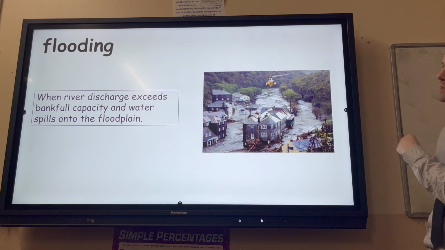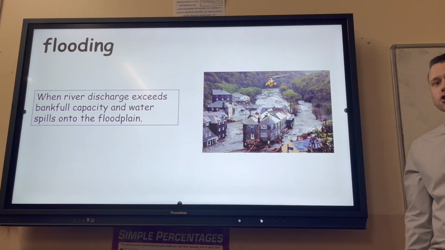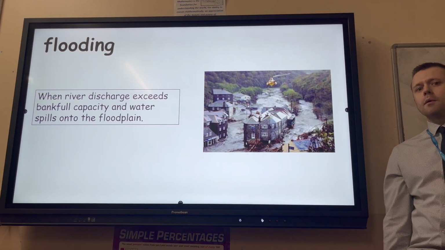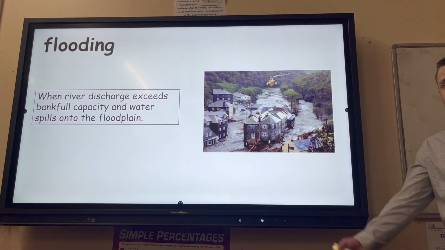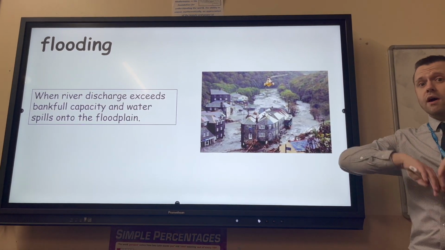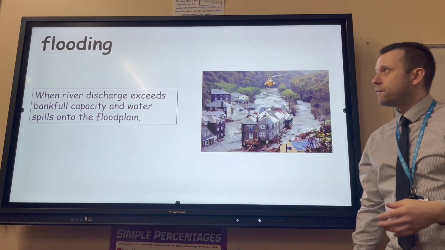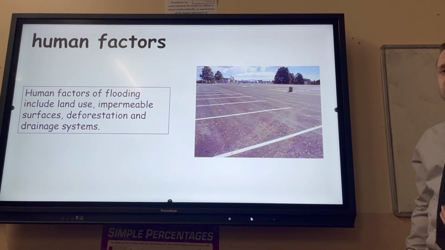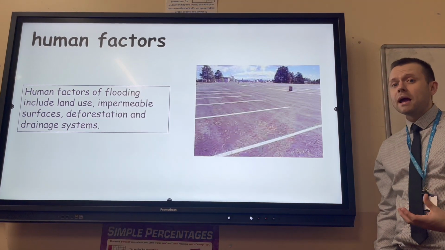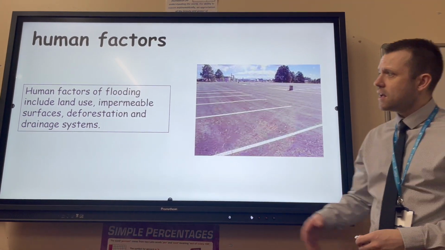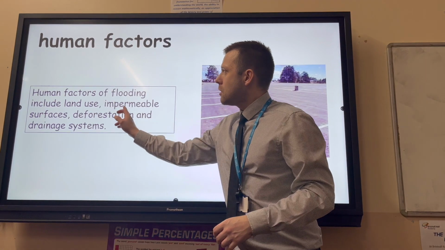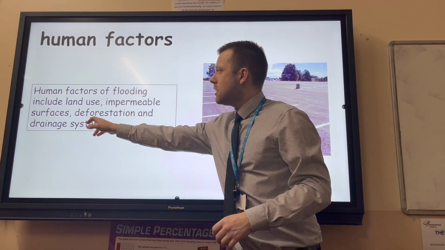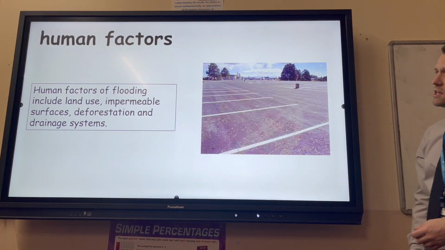Flooding. Flooding is what we call it when river discharge exceeds bankfull capacity. In simple terms, lots of rain goes into the river, bursts its banks and floods the surrounding area. Human factors that can increase flooding are anything that's man-made. Just think about your human geography, such as land use, impermeable surfaces, deforestation and drainage systems.